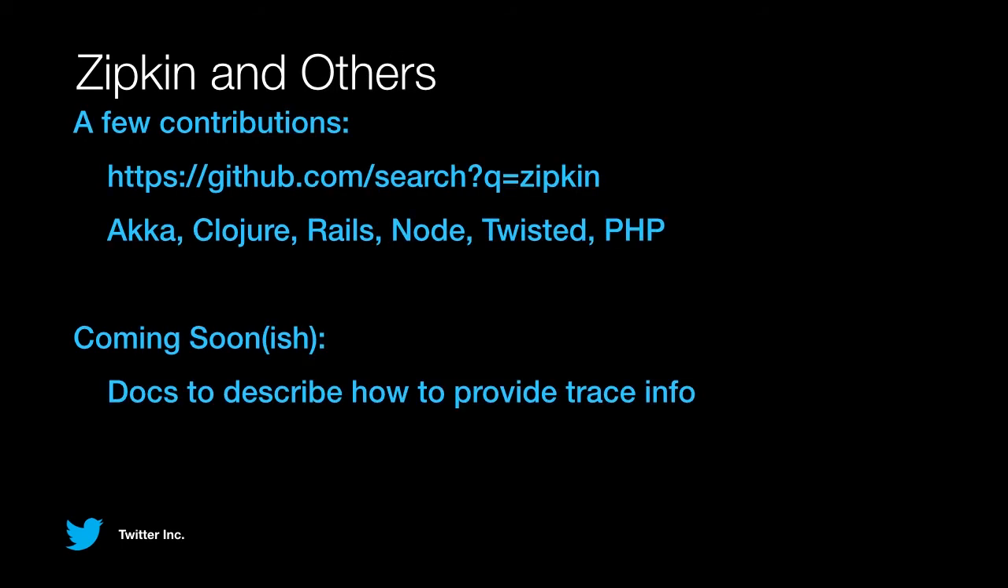So other contributions for Zipkin, just search GitHub for Zipkin. Somebody wrote something for Akka. I saw Clojure, Rails, Node, Twisted, PHP. I'm sure there are others. Like I said, there's a Mongo one out there. And then I'm the only person working on Zipkin right now, like internally.